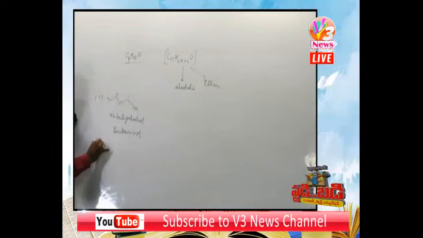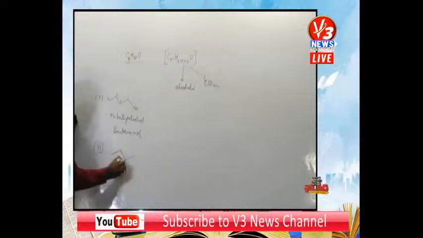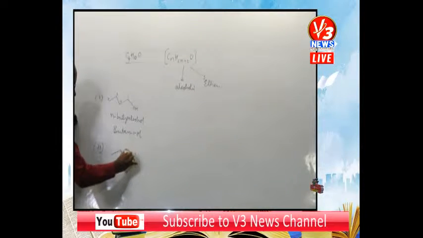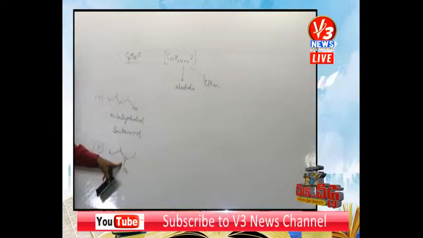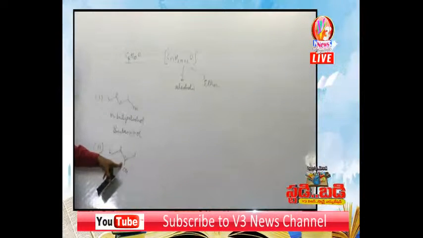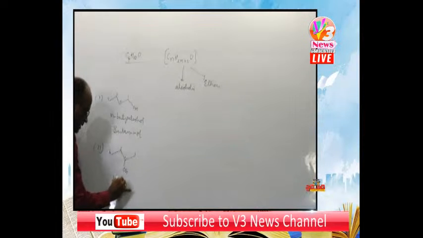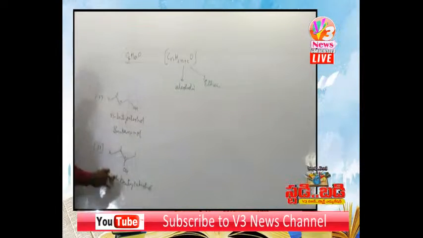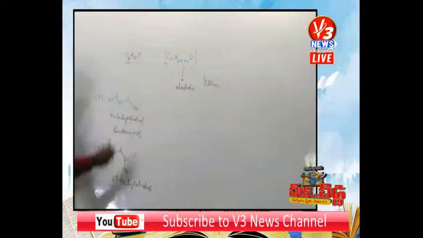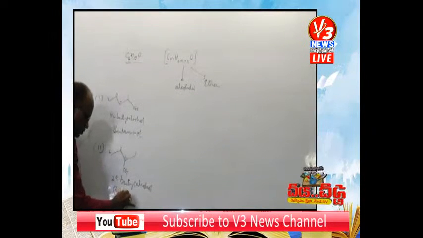Then another example we will take, another possible structure. Now, we will shift this OH to the second carbon. 1, 2, 3, 4. Alcoholic group is attached to the secondary carbon of butyl. That is why it is called secondary butyl alcohol. Now, what is the IUPAC name of this one? 1, 2, 3, 4. Second carbon OH. So, what is this one? Butan-2-ol.